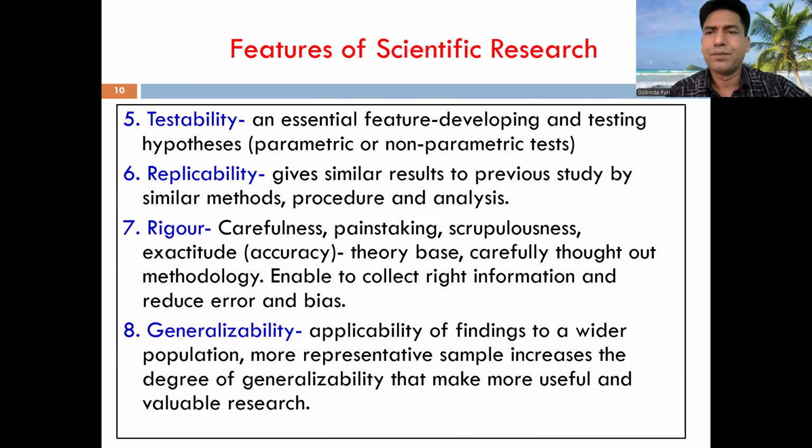Another one is rigor. Research is a rigorous process. That means carefulness, painstaking, scrupulousness, and exactness or accuracy, theory-based, carefully thought-out methodology, enabling us to collect the right information and reduce error and biases. The next one is generalizability. Generalizability means applicability of the findings to a wider population, more representativeness. Sample size increases the degree of generalizability, which makes research more useful and valuable.